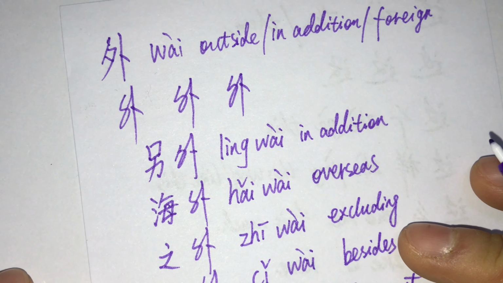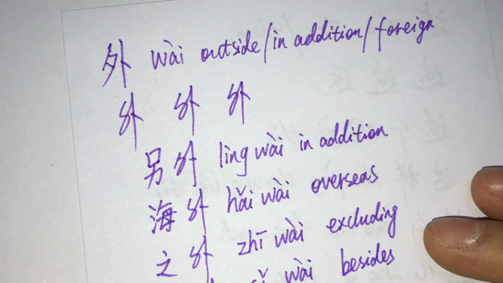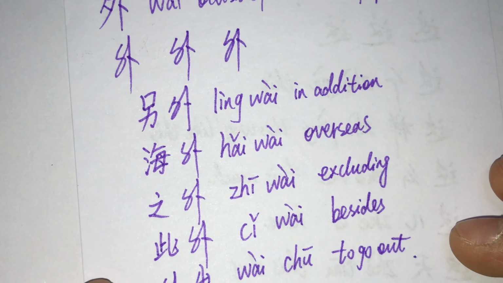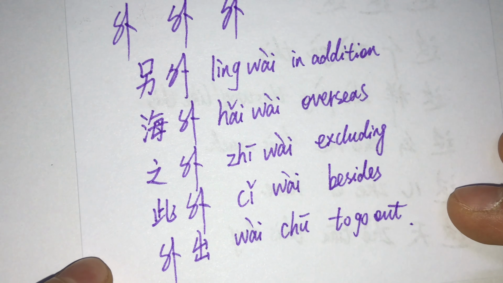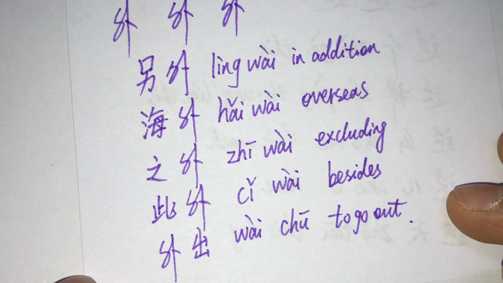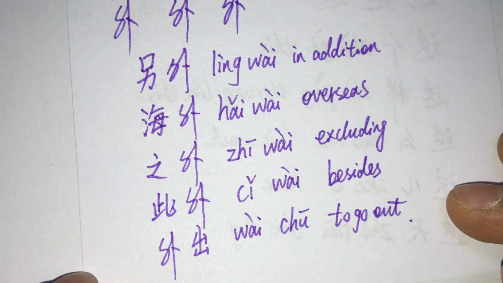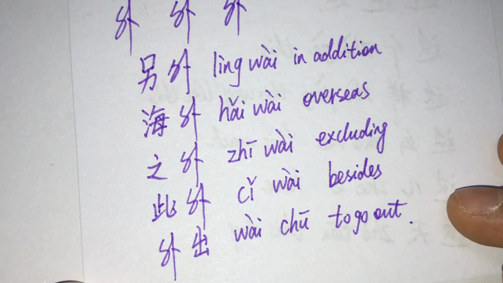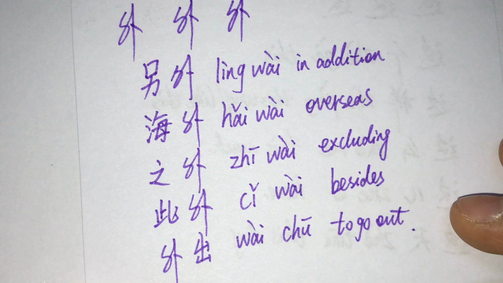外. Outside, in addition, foreign. 另外, in addition, 海外, overseas, 之外, excluding, 此外, besides, 外出, to go out.